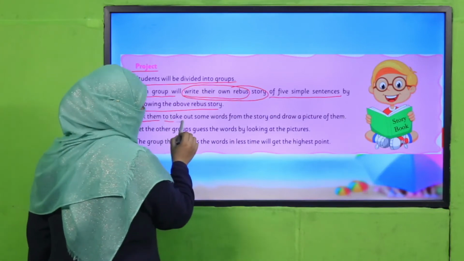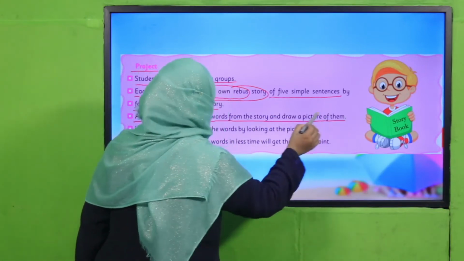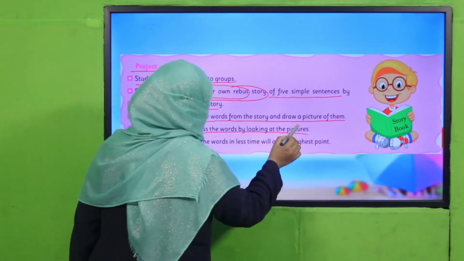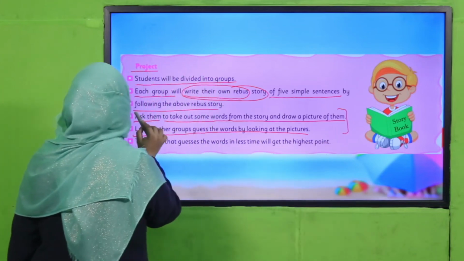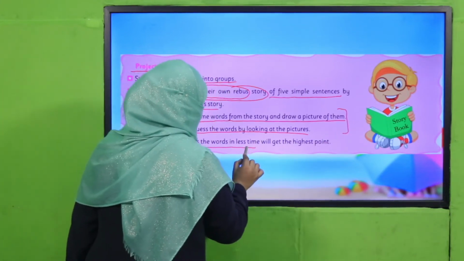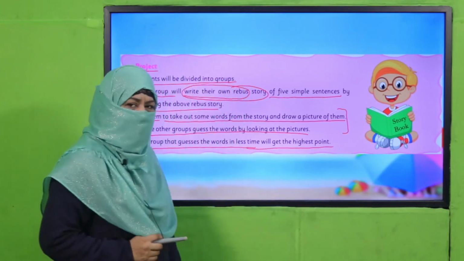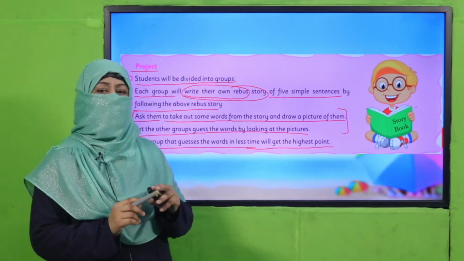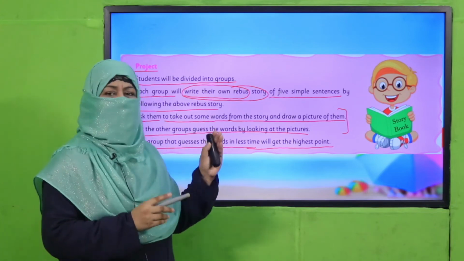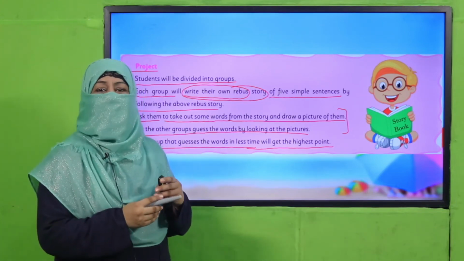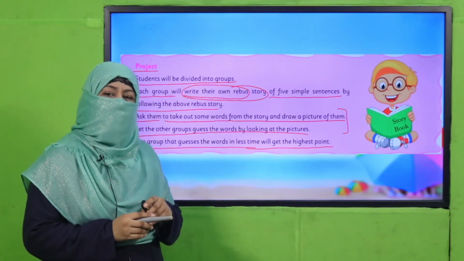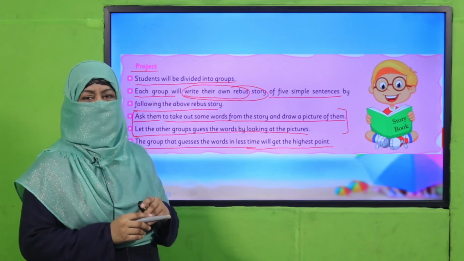Ask them to take out some words from the story drawn and let the other groups guess the words. This is what the teacher will do when you are done with your story. And the group who guesses the word in less time gets the highest point. Right, teacher? So there are two things. First, groups will create their story. Then they will have a fun game with other groups. They will guess what the words are. So pause the video, enjoy this activity, and then come back.